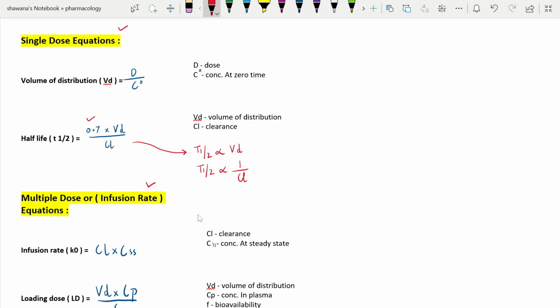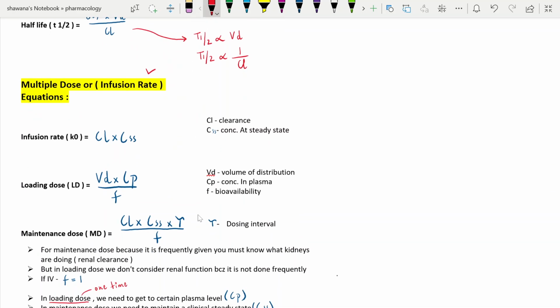And if the renal clearance is high, that means the drug is being eliminated from the body by the kidneys, so the half-life of the drug would be less. So half-life is equal to 0.7 times Vd divided by renal clearance.